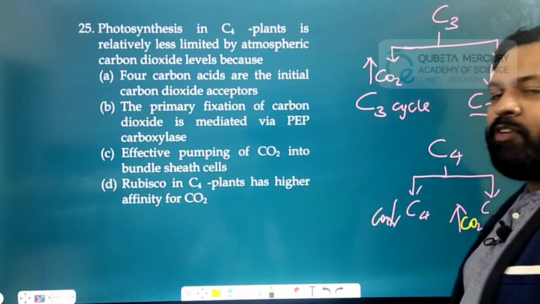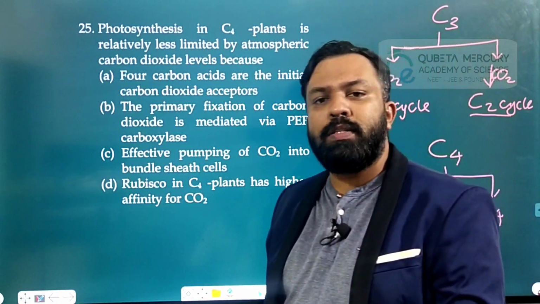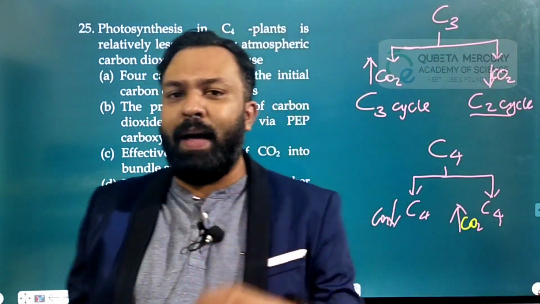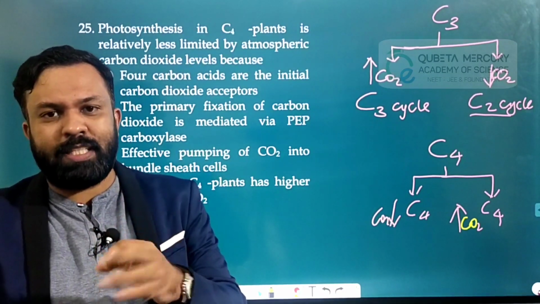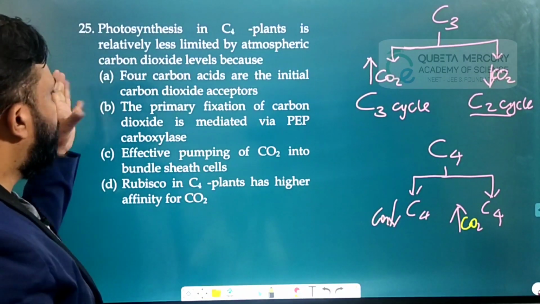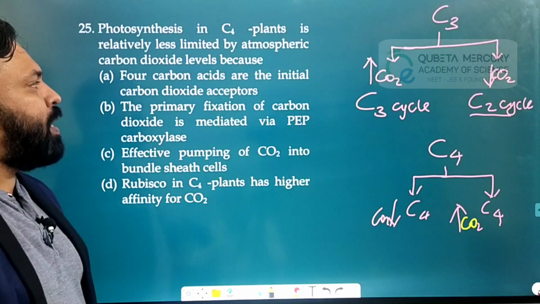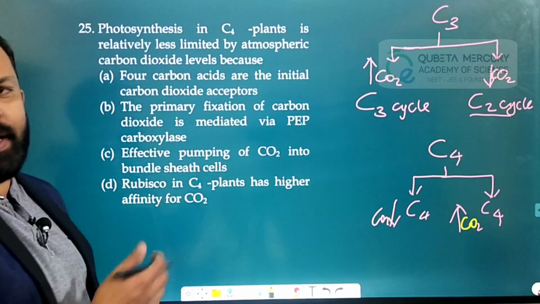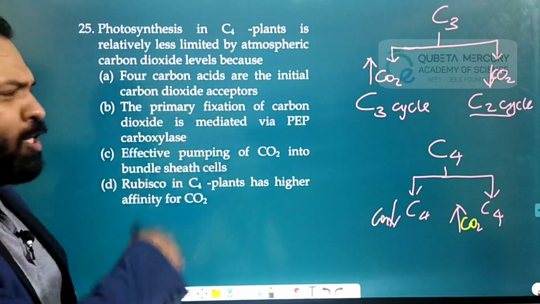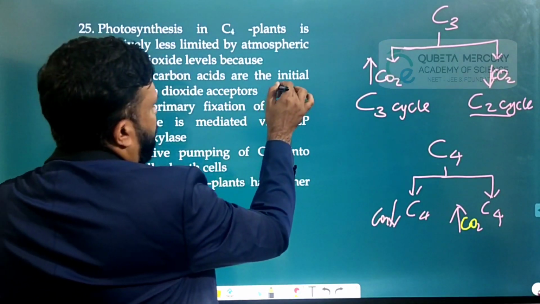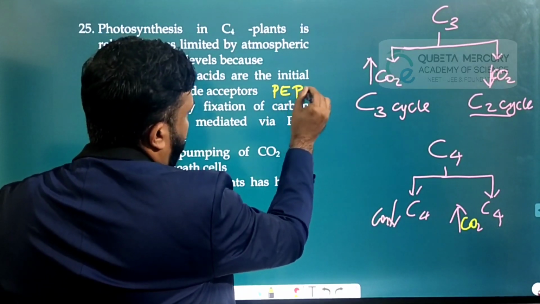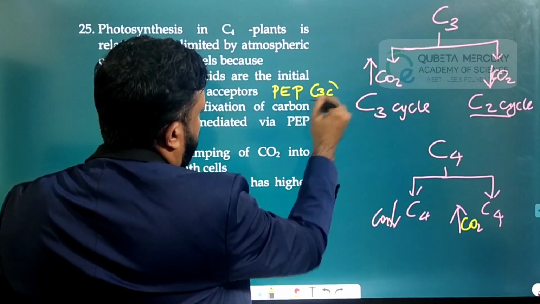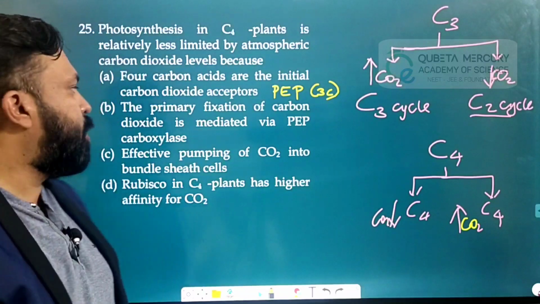Irrespective of the carbon level, the C4 plants will always show the C4 pathway where the photosynthetic pathway runs, and its productivity will be higher, right? First option: 4 carbon acids are the initial carbon dioxide acceptors? Not at all. The initial carbon dioxide acceptor of C4 plants is PEP, the phosphoenol pyruvate. They are 3 carbon compounds.